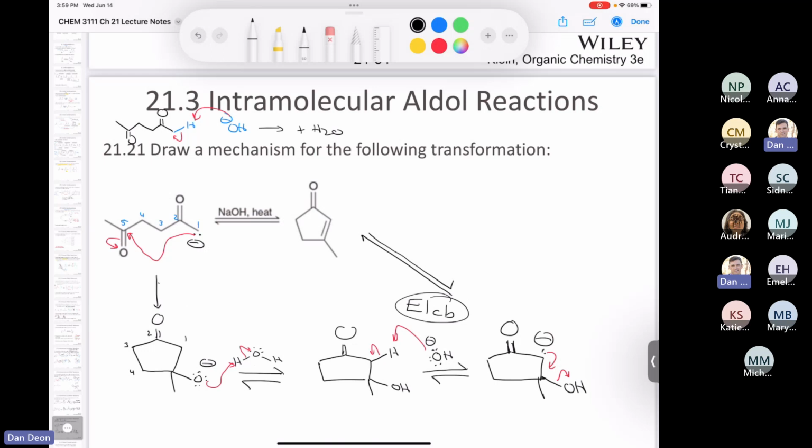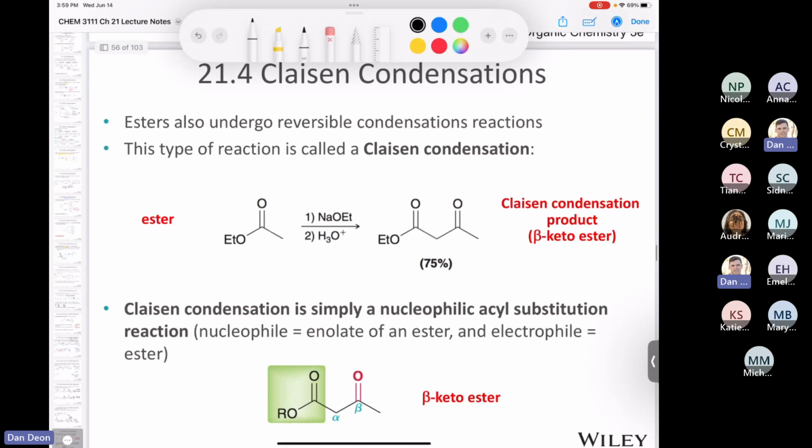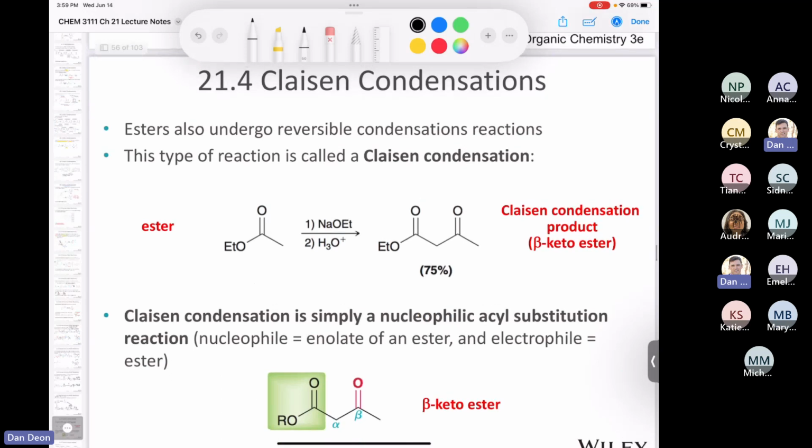All right, it's getting pretty late here. Let me take a quick peek at Claisen. I think I'll just introduce the idea of Claisen with you, and then we'll call it a day. So let's look at the Claisen reaction. I don't know if it's pronounced Claisen or Claisen. I guess it's one of those.